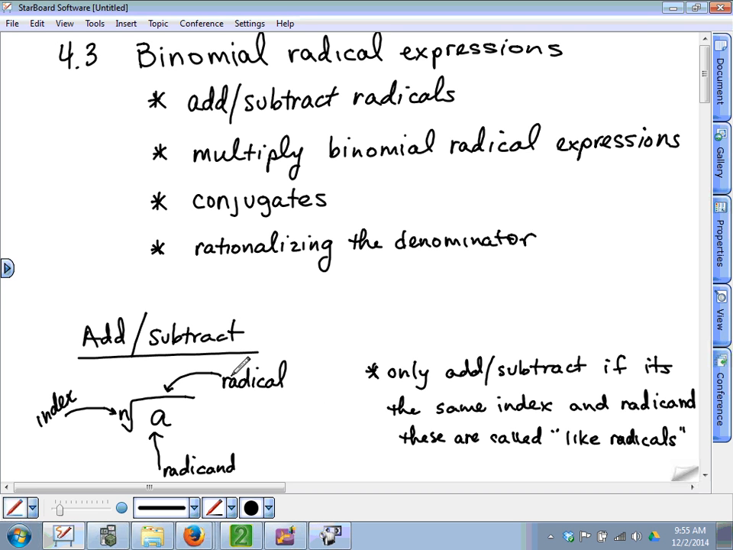So I need you guys to write this right here. Most of these words you already know, like I'm pretty sure you know what the index means. Right? The index tells you the type of root. The symbol itself is called a radical sign. This little square root symbol is called a radical. And the expression inside of a radical sign is called the radicand.